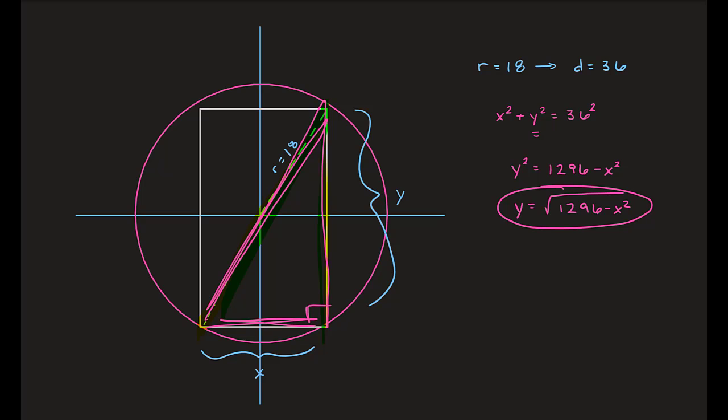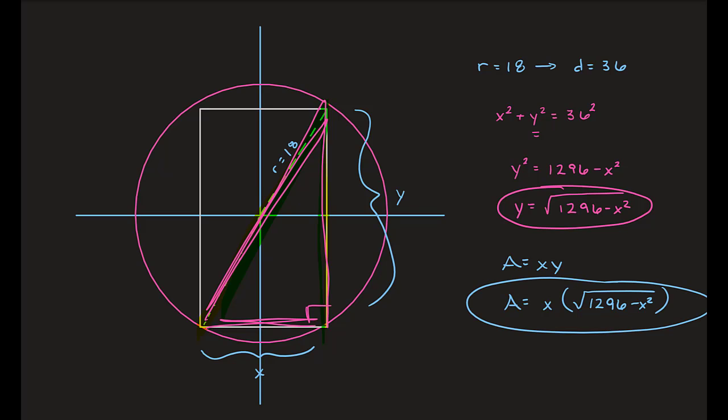Then we can go to our area formula. Remember, area in this particular rectangle would be x times y, that's length times width. So now we can just rewrite this as x times our value that we just computed for y, which is the square root of 1296 minus x squared. And there is our area written entirely in terms of x.